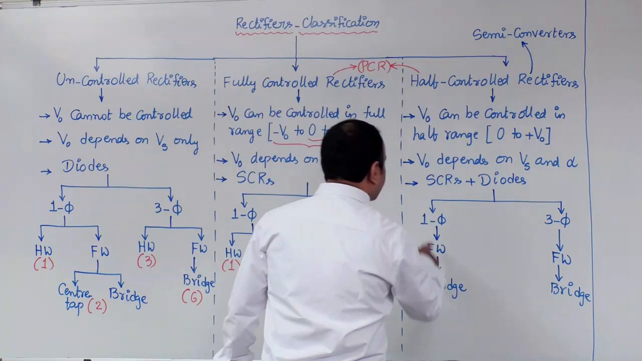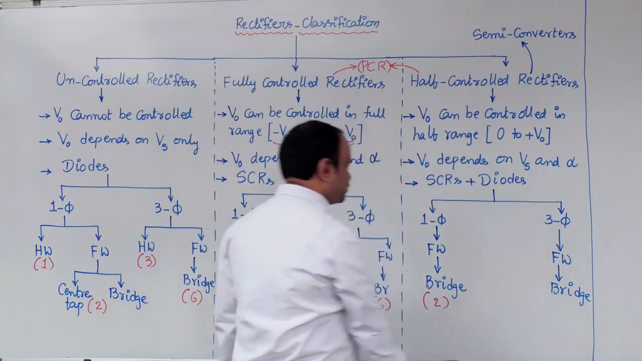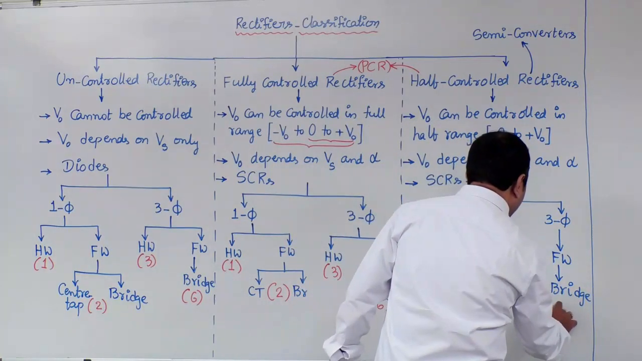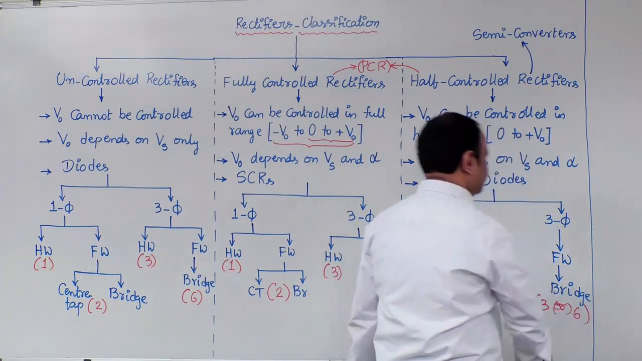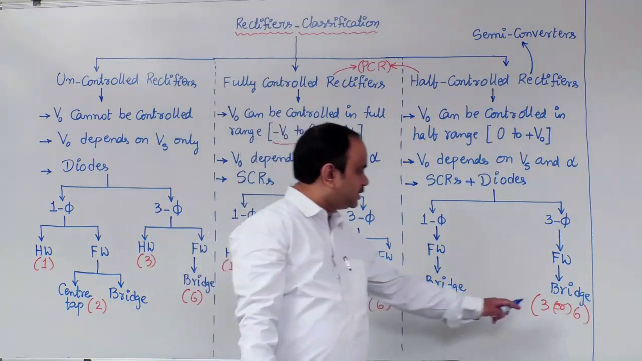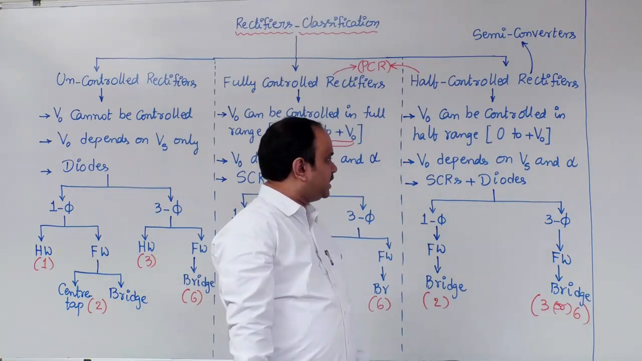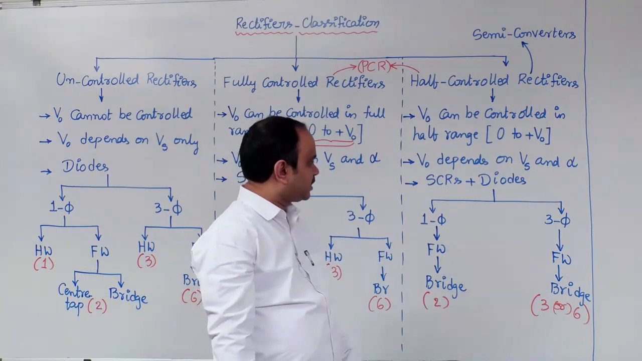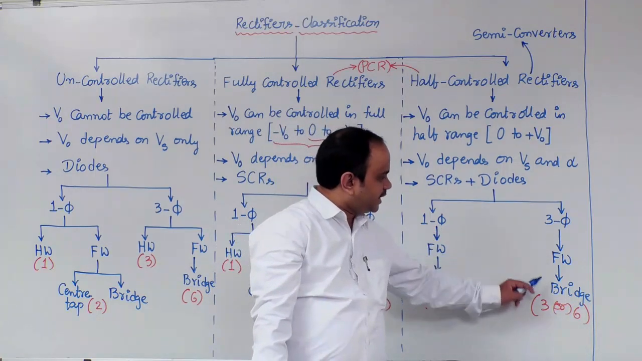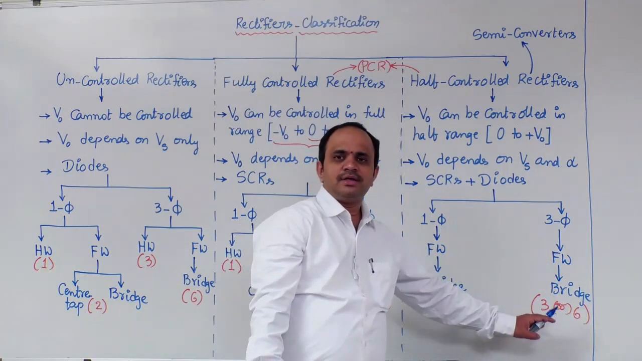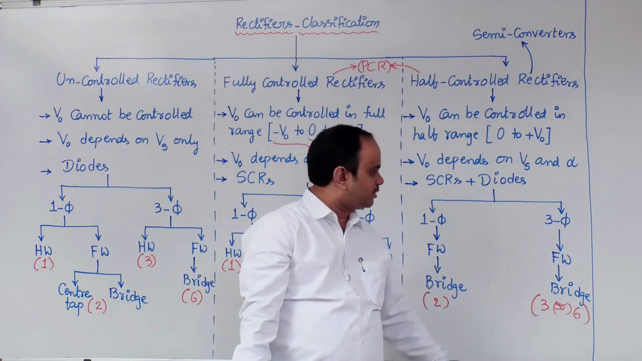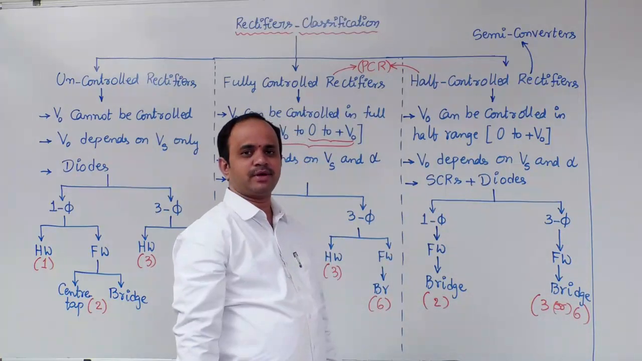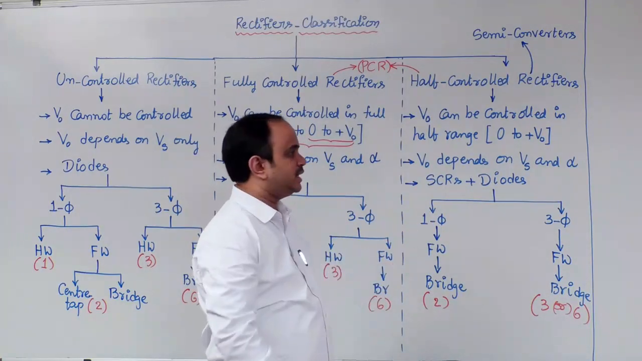Single phase semi converter, it will have 2 pulses in the output. 3 phase semi converter, it will have either 3 or 6. Follow carefully. In the entire rectifiers classification, in this entire rectifier family, the only circuit which contains either 3 or 6 pulses in the output voltage waveform, that is three phase semi converter. Okay, let me write down this conclusion clearly.